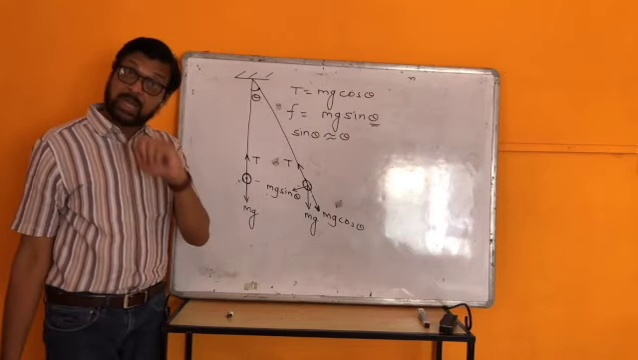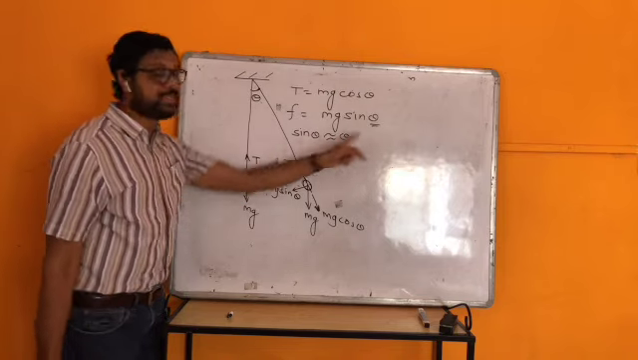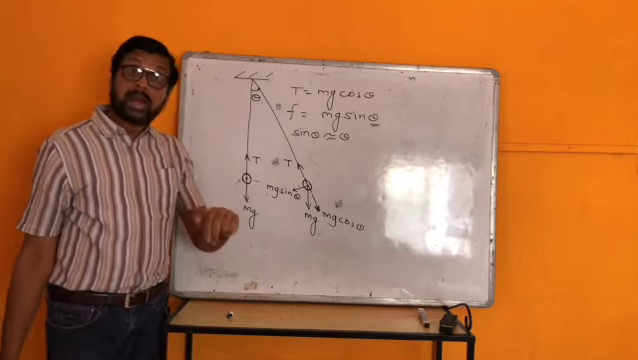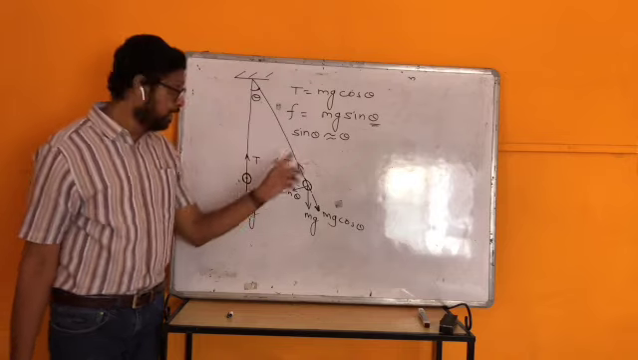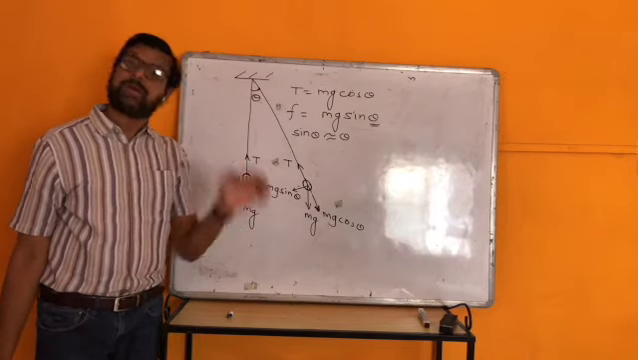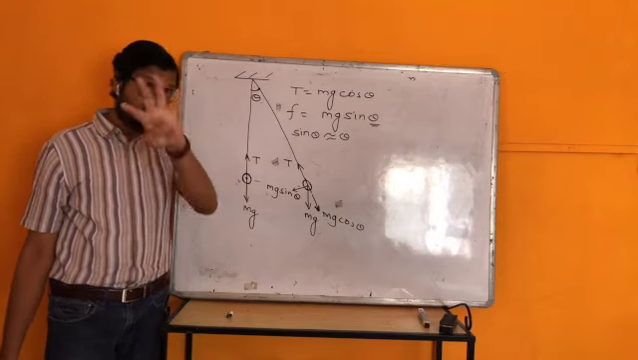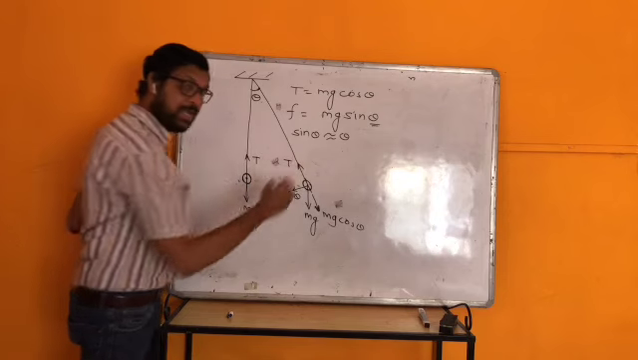Small means how much? Up to 6 degrees. Up to 6 degrees, you can take sine theta equal to theta without any error. But above 6 degrees, up to 10 degrees, there will be an error. It will not be exactly equal to theta, but you can take it up to 10 degrees with slight error up to 4 decimals. So as theta is very small, sine theta is equal to theta.